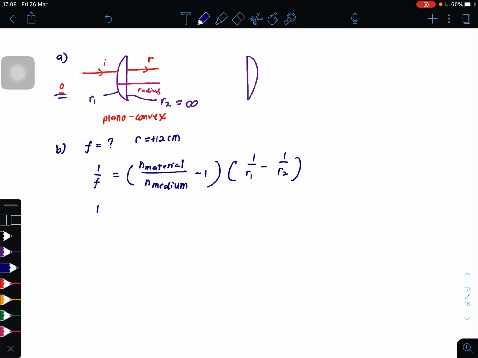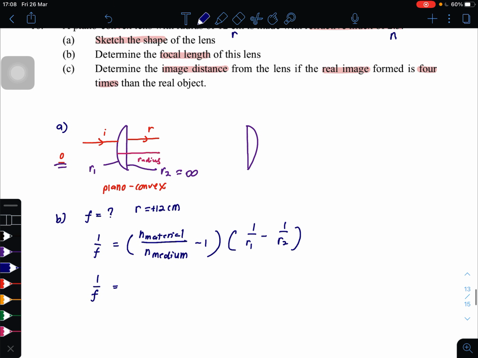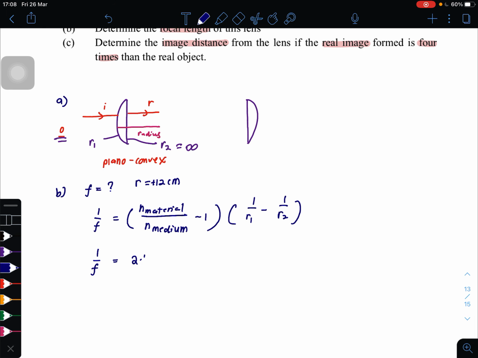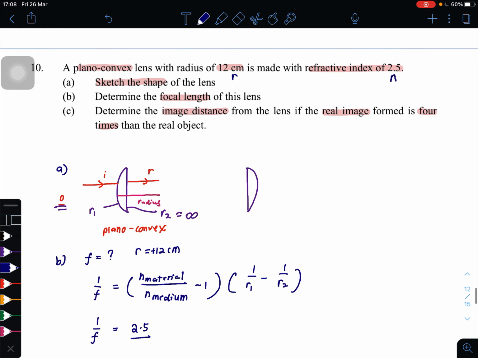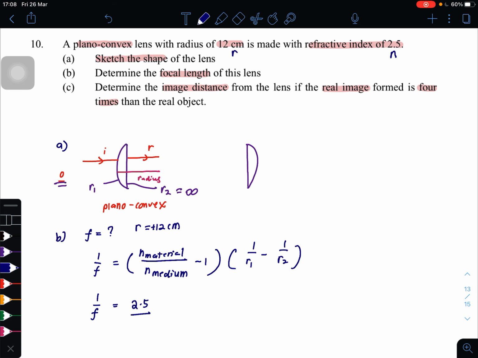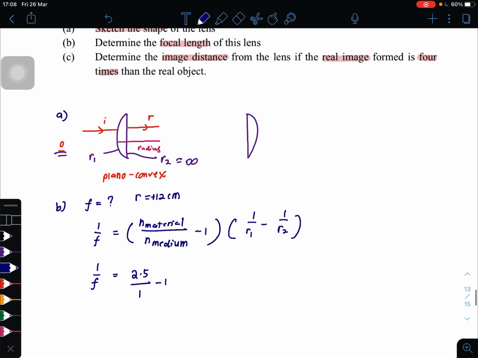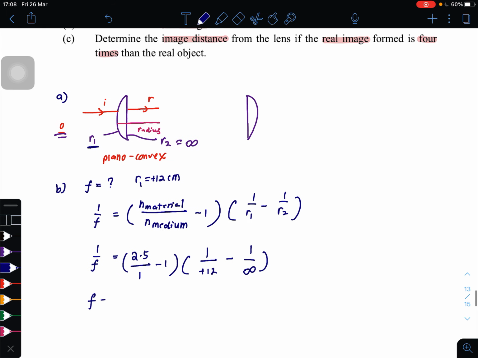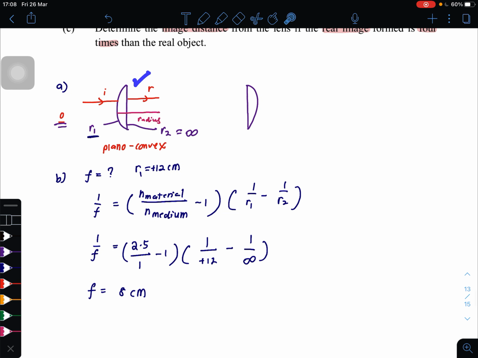So, apabila masukkan 1 over F is equal to, so N dia bagi tadi adalah 2.5. And then medium dia tidak mention. So, if it's not mentioned, we always assume dia adalah air, which is 1 minus 1. And then 1 over R1, right? Which is this one. Positive 12 minus R2 will be infinity. So, akan dapat F sama dengan 8 cm. Okay, so this one if we use the first sketching.